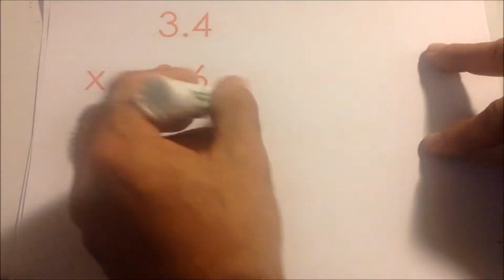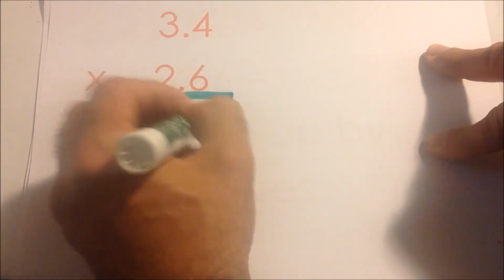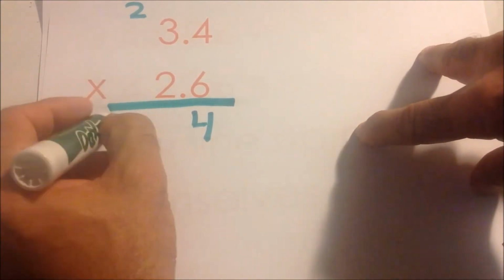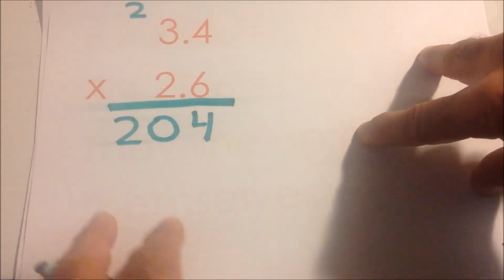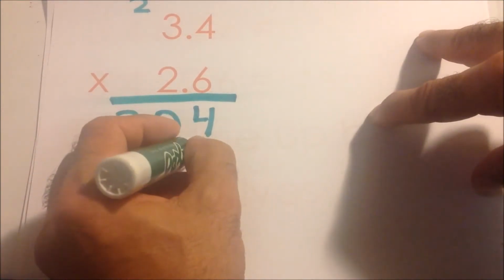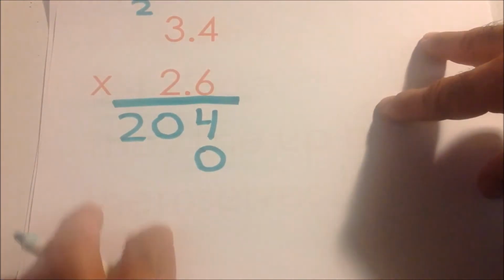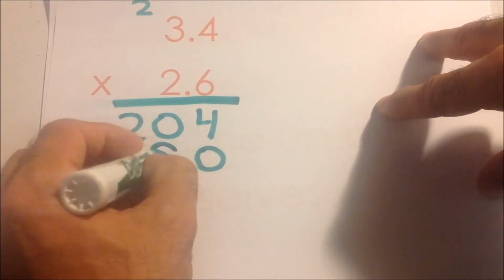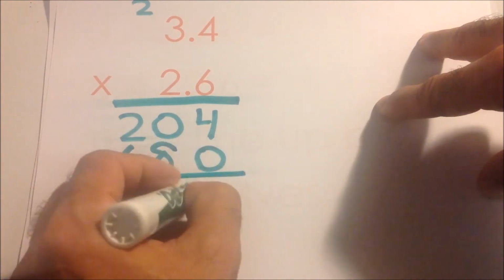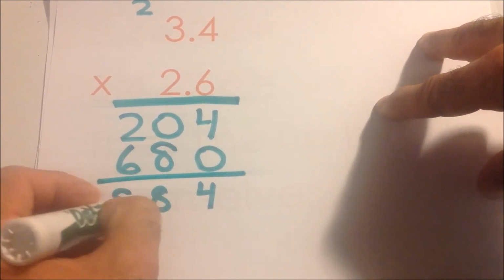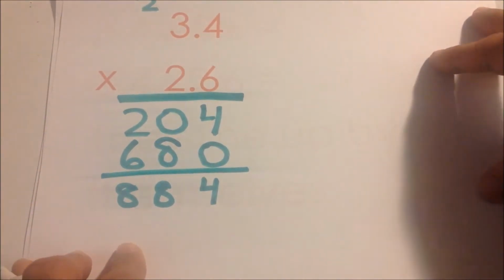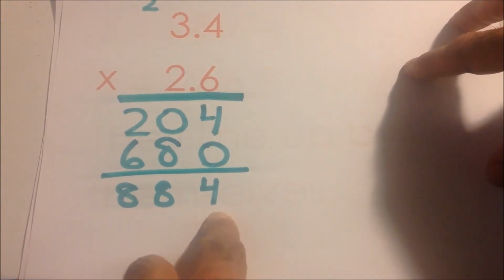So 6 times 4 is 24. Bring the 2 up. 6 times 3 is 18, plus 2 is 20. So don't worry about the decimals right now. Okay, and you could put a 0 there, or you can leave it blank. 2 times 4 is 8, and 2 times 3 is 6. Then we just add. Now we have 884.